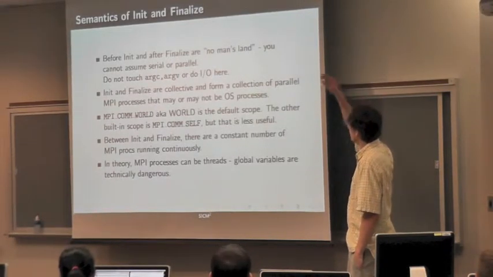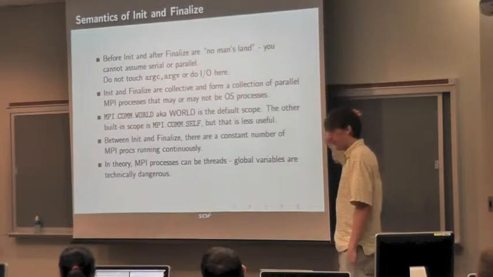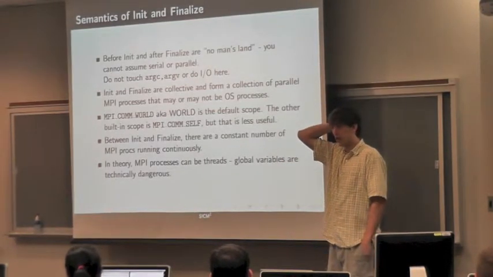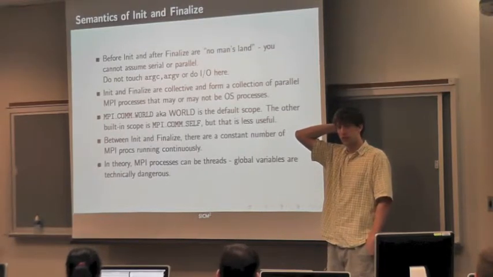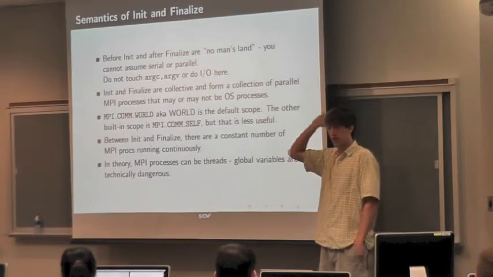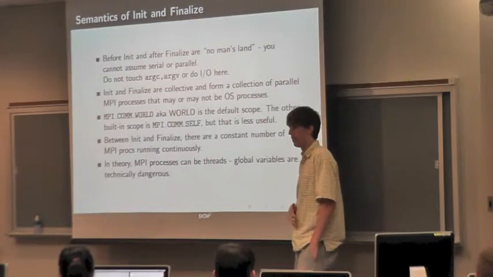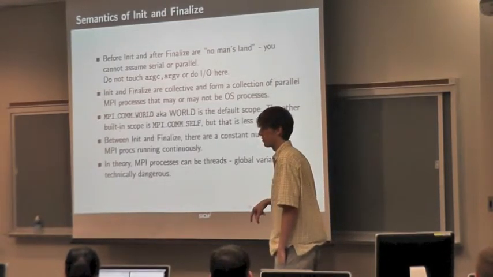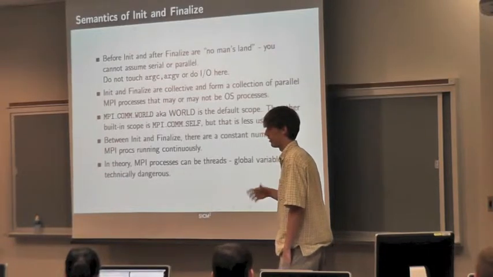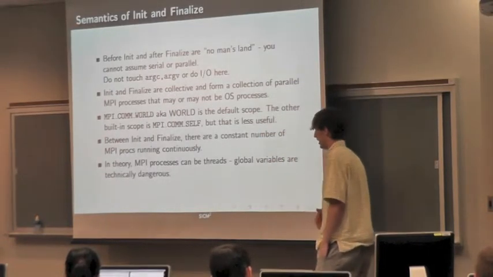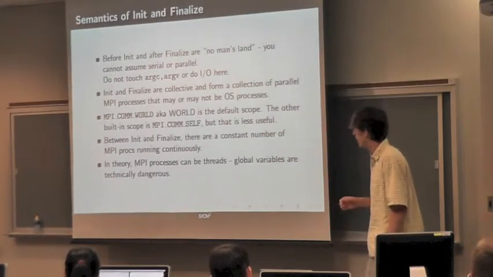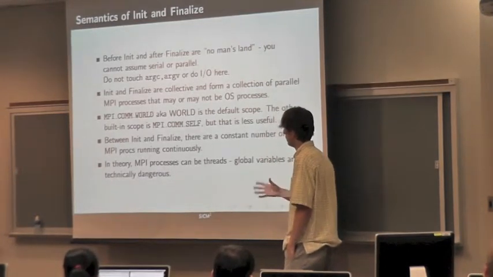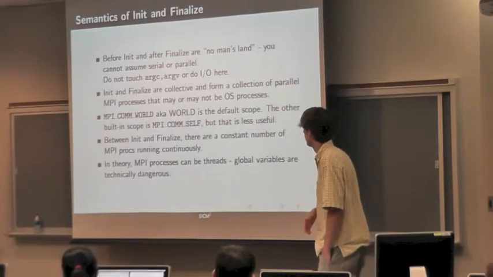So I said some of these things already. Funny thing, we say MPI processes. We do not necessarily mean OS processes. There are MPI implementations in which processes are actually threads. The reason I tell you this is that if you have global variables, technically that's wrong. You won't actually notice it unless you buy an SGI machine, I don't think it's relevant. But technically they're not guaranteed to be OS processes.